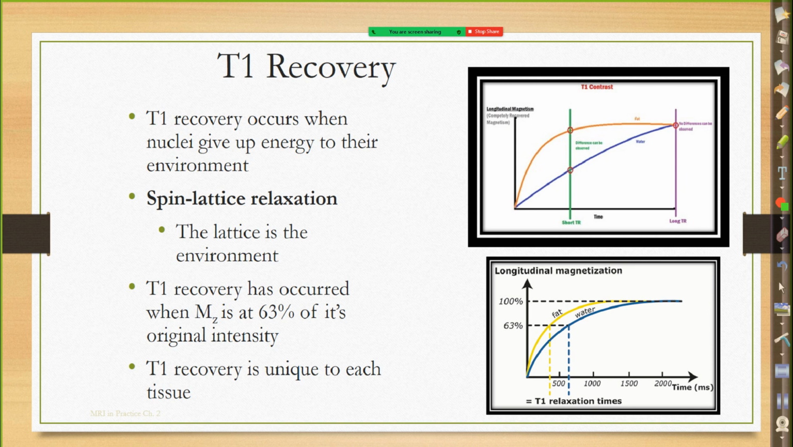It's kind of an arbitrary number, but we don't ever really want these tissues to fully recover, because then at that point, all the tissues will have the same intensity again, right? They'll all be at 100 again. So we can really highlight the difference in contrast between these tissues at 63%. That's where that number kind of comes into play.